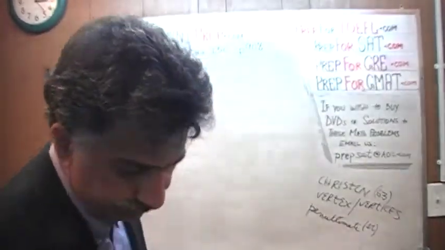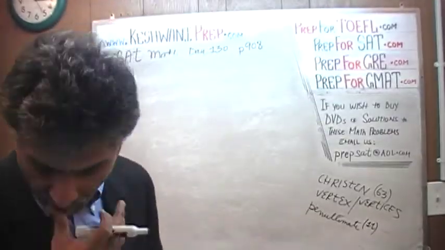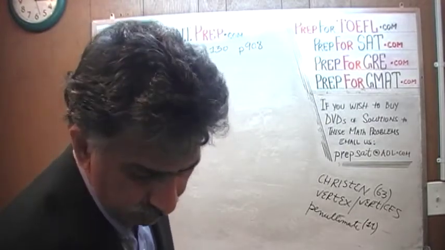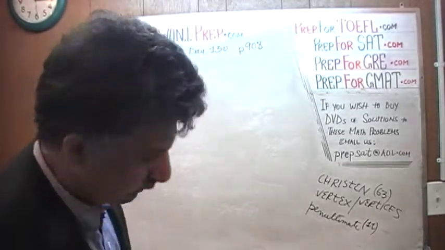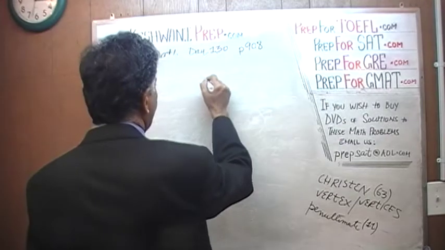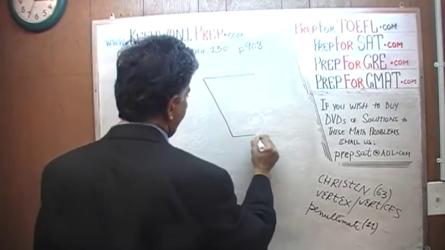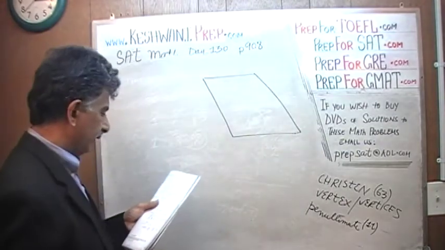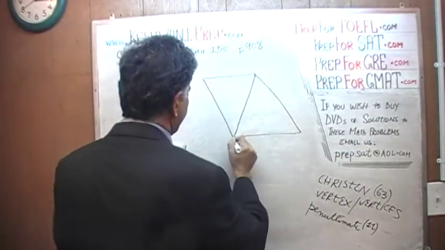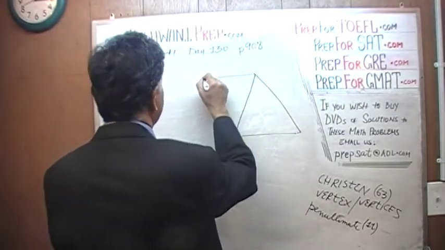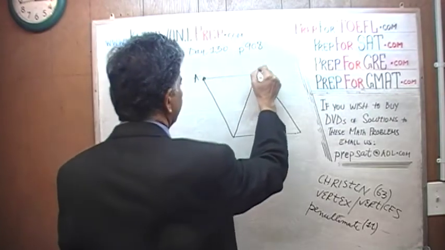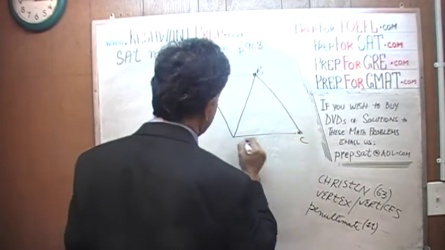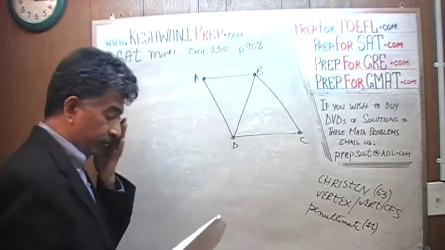Let's do it. We're given a picture which looks something like this. It's a parallelogram, and we are told it starts from here: A, B, C, and D. Let's see what we are told.